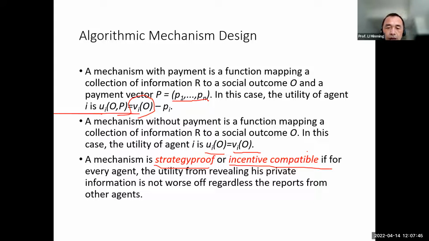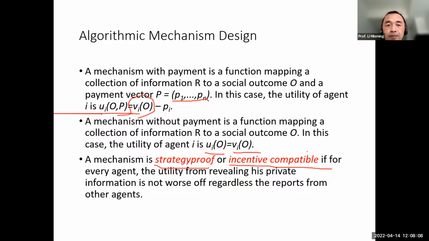So I guess that at least on this slide, it's reversed. It says that no matter what others report, telling the truth is good. So it basically means that strategy proof means that you do not care about what others report. And then truthful, very likely, is the other one.